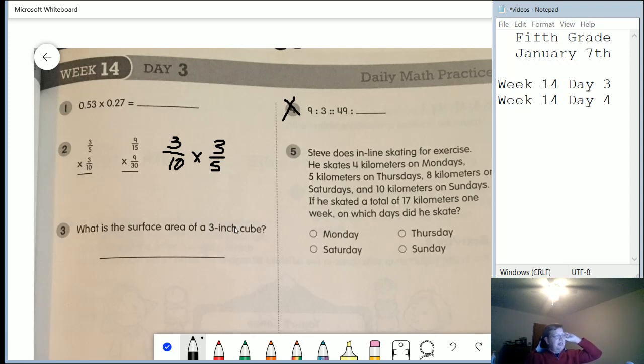The surface area for number 3 is going to be the outside measurement.